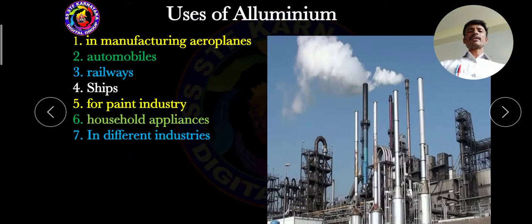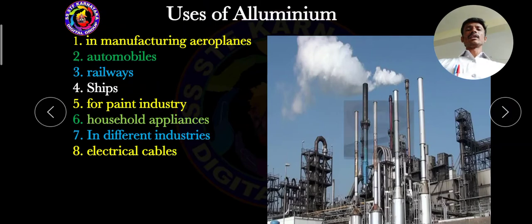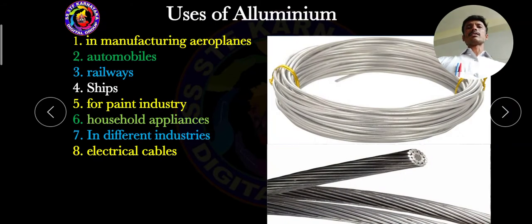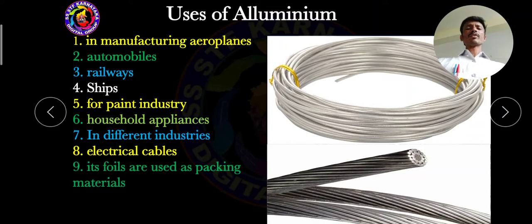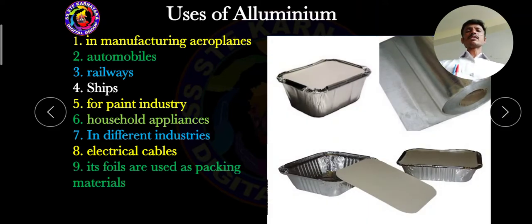And various different types of industries use aluminium. And electrical cables, like in the television sector, are made by utilizing aluminium. So this industry also uses aluminium. And its foils are used.